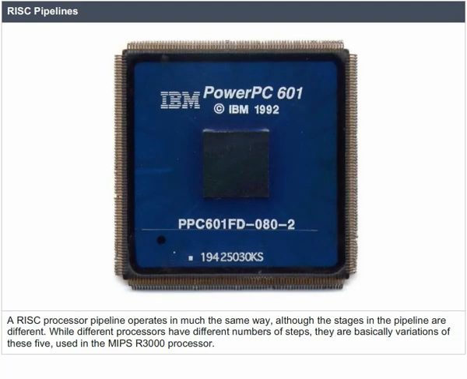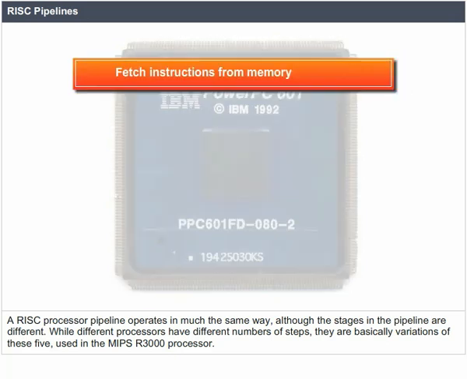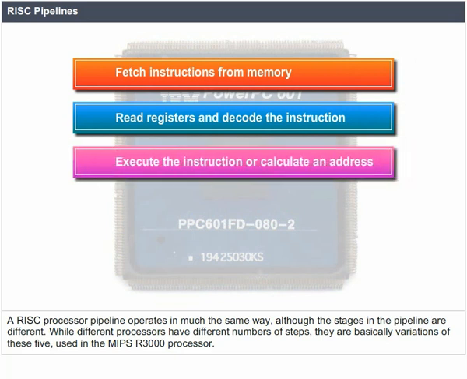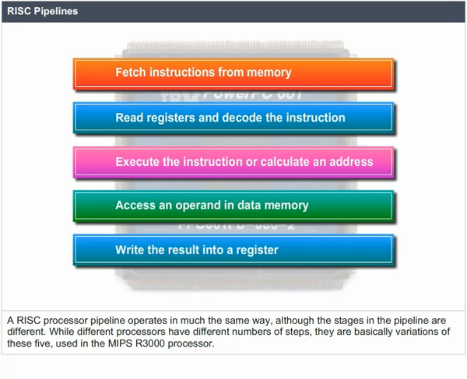RISC pipelines. A RISC processor pipeline operates in much the same way, although the stages in the pipeline are different. While different processors have different number of steps, they are basically variations of these five used in the MIPS R3000 processor. Fetch instructions from memory, read registers and decode the instruction, execute the instruction or calculate an address, access an operand in data memory, write the result into a register.